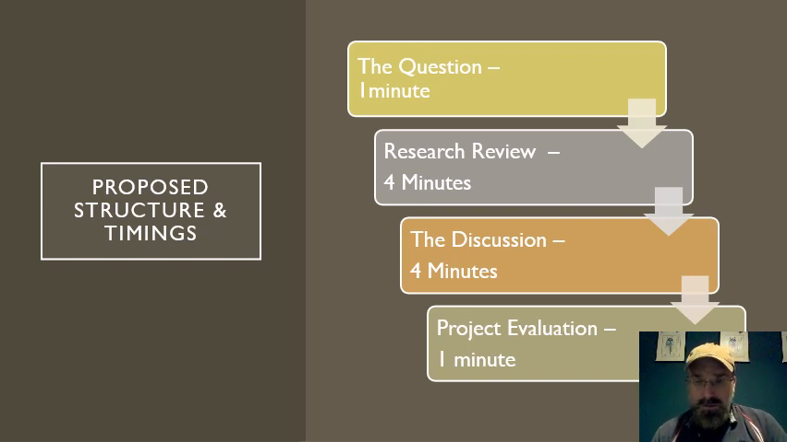Well, start off with the question. So what question did you ask? And that's about 1 minute. So the intricacies of the question, how you got there. Then talking about the research review for 4 minutes. Then we recommend talking about the discussion for 4 minutes, breaking it down into its constituent parts. And then you finish at the end with 1 minute of project evaluation.